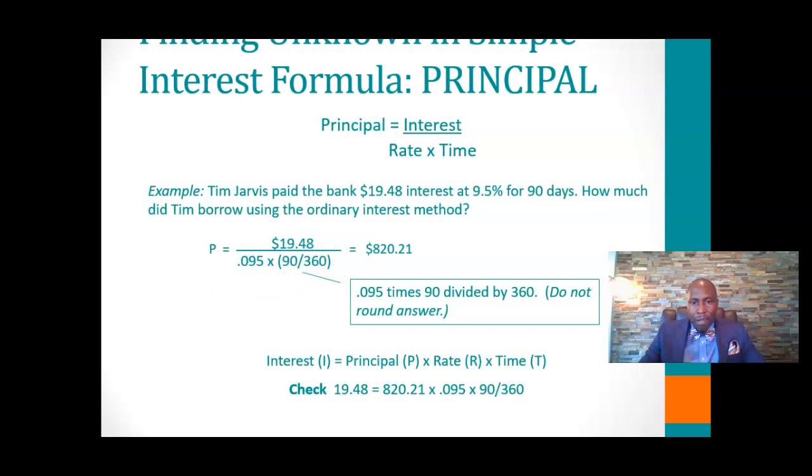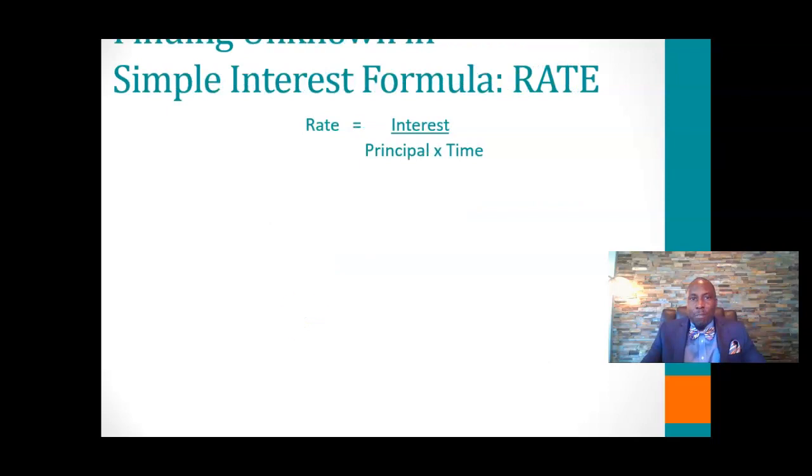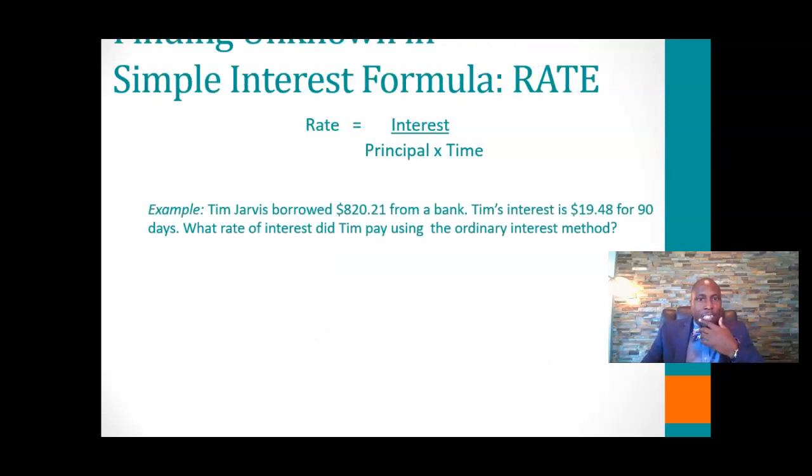Now you can check your math. If you put in the principal amount times the rate and the time, it should give the actual amount of interest. Now I hear you saying, who's going to borrow $820.21? I know I didn't make up these numbers, but that's how you do the actual calculations. Let's try another one. This time, let's say we did not know the interest rate. We have the principal amount, the interest, and the days, but now we're trying to figure out the actual rate that Tim paid for this loan.